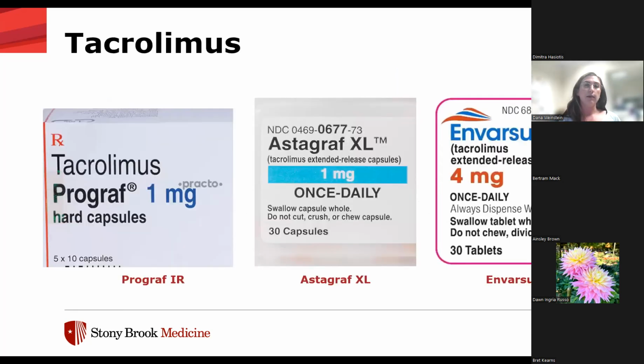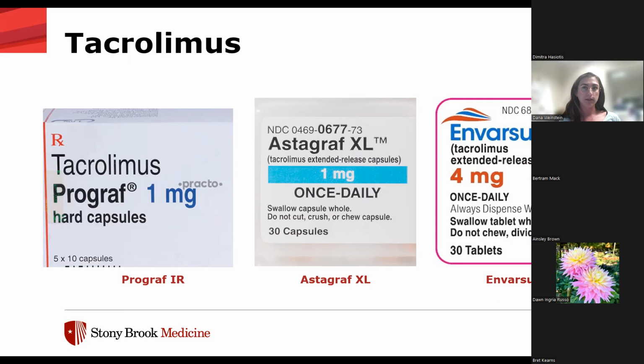So then we have tacrolimus, and these are essentially used for the prevention of organ rejection in transplant recipients, typically in combination with other immunosuppressants. So tacrolimus ER products are not interchangeable, and if they're substituted, serious adverse effects, including graft rejection, can occur. Each of these products actually has different pharmacokinetic properties.